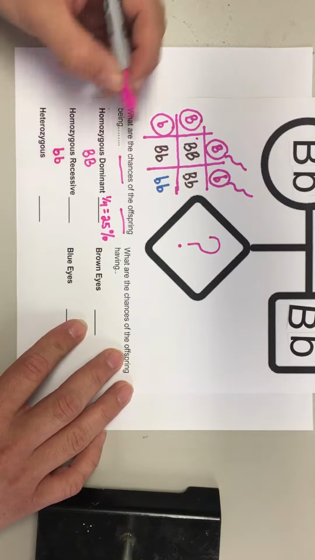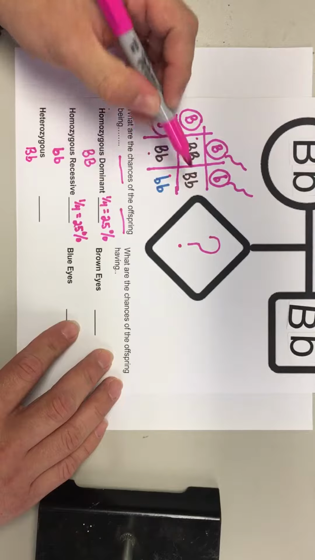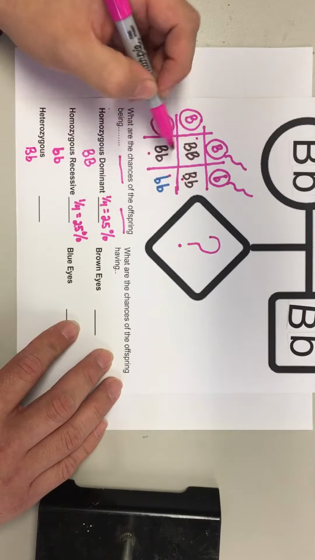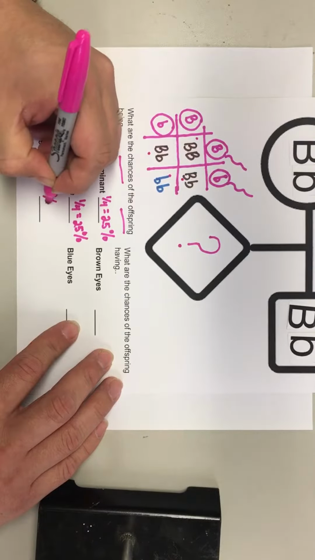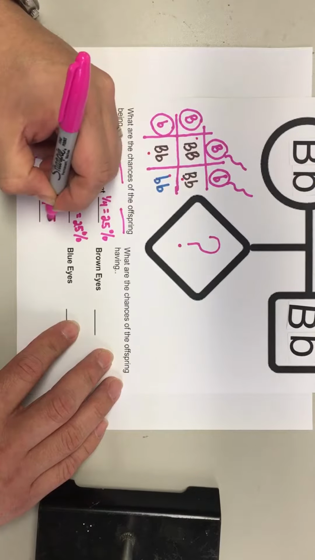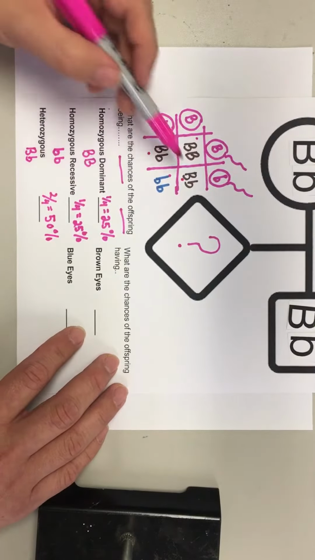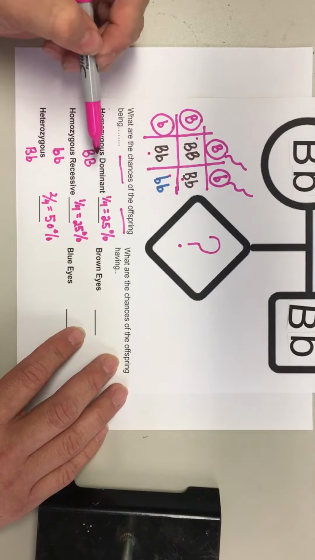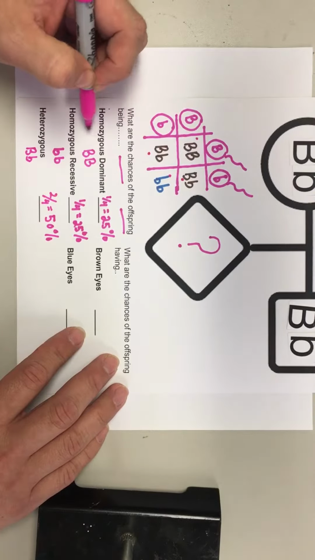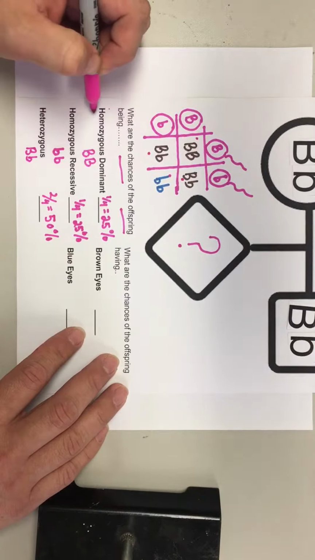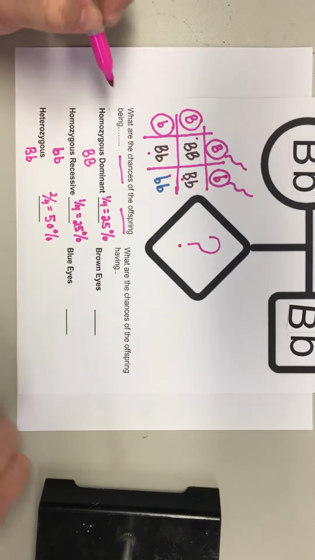And last but not least, heterozygous. If you notice, 2 of 4 is the same thing as 50%. So now the Punnett square allowed us to predict the chances that the child will be born with one of these 3 genotypes.